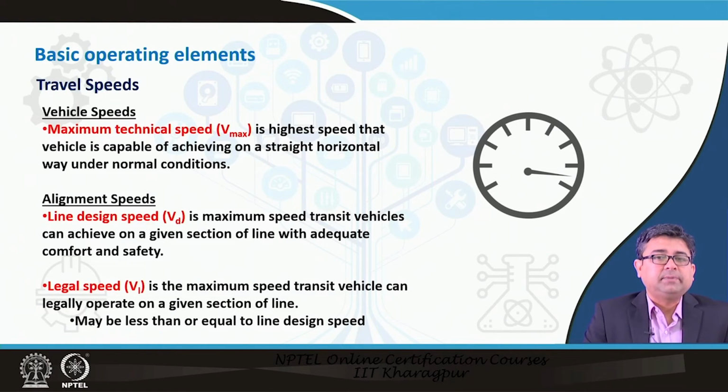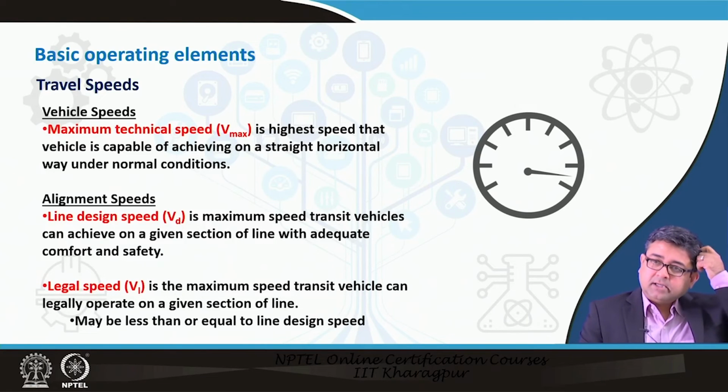Then there is a legal speed, which is the maximum speed transit vehicles can legally operate at on a given section of a line. This may be less than or equal to design speed. Just like on the roads, we have speed limit signs which are legally enforced or can be legally enforced. Similarly, there is some legal speed at which the transit vehicles can operate.